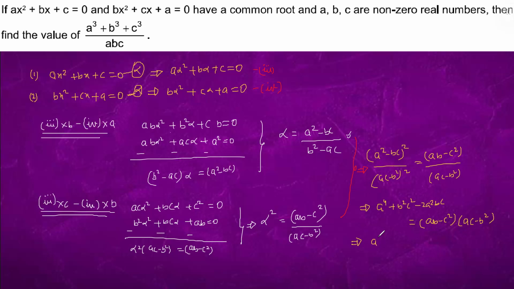So we open this. This is a square bc minus ab cube and then minus ac cube and then b square c square. So b square c square is cancelled. So we will take this equation and solve it here.